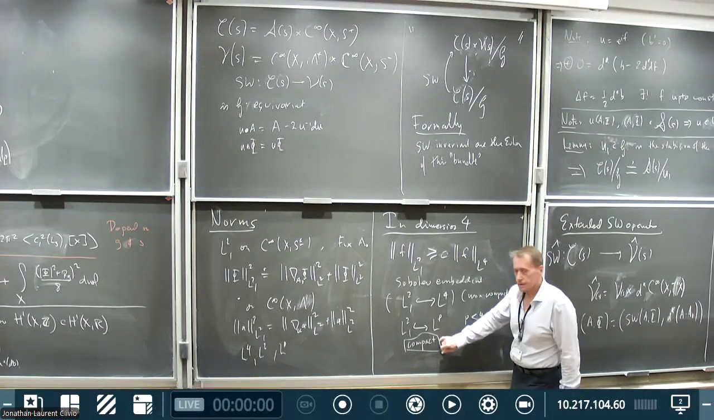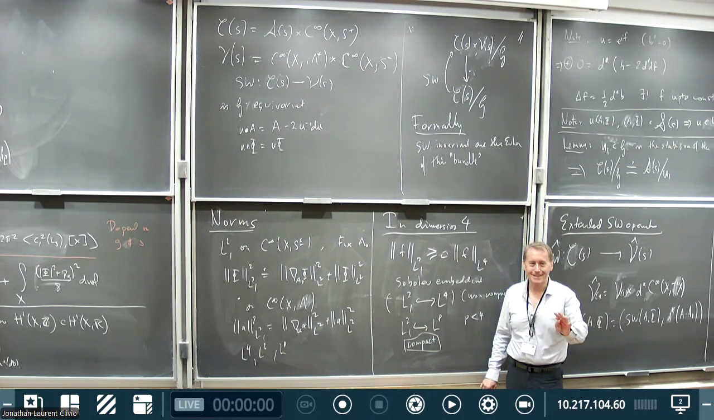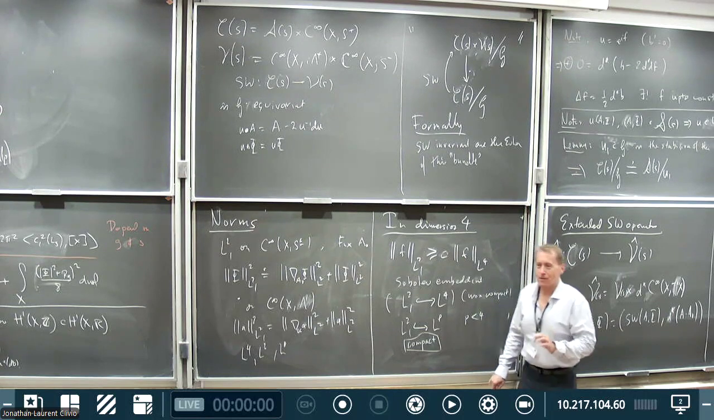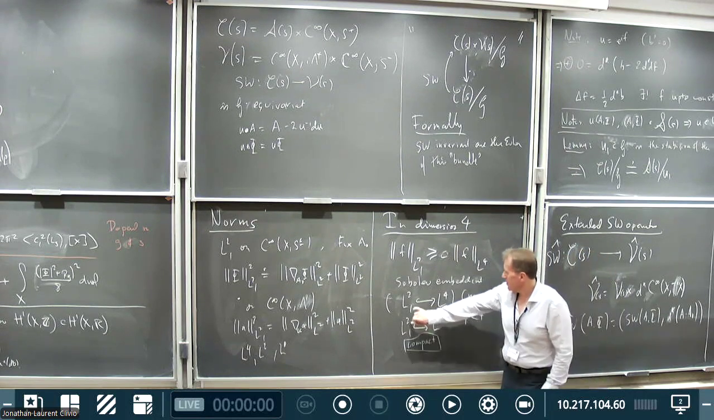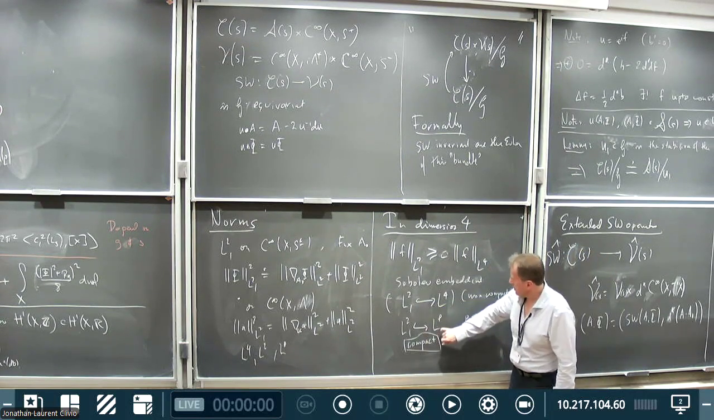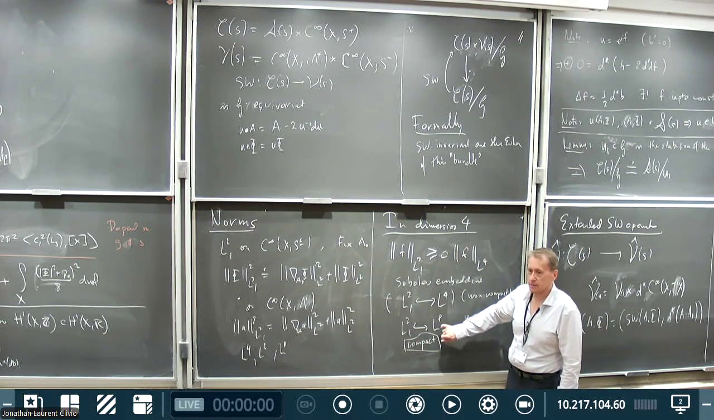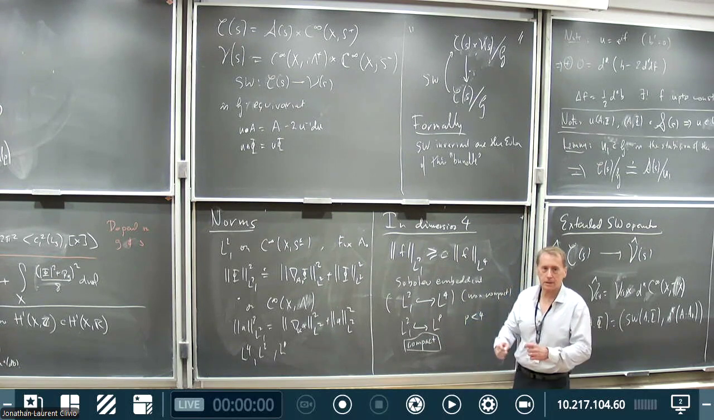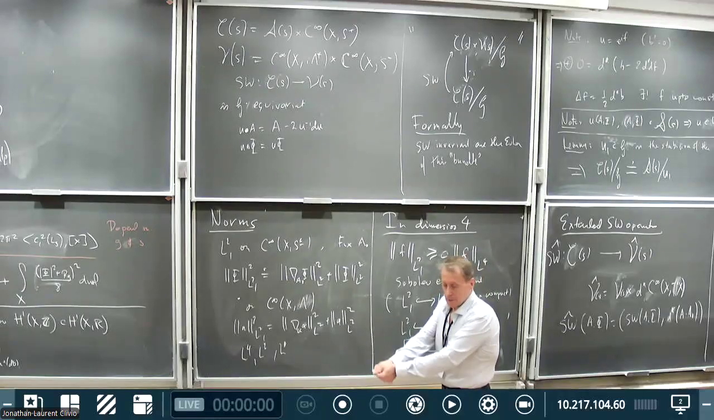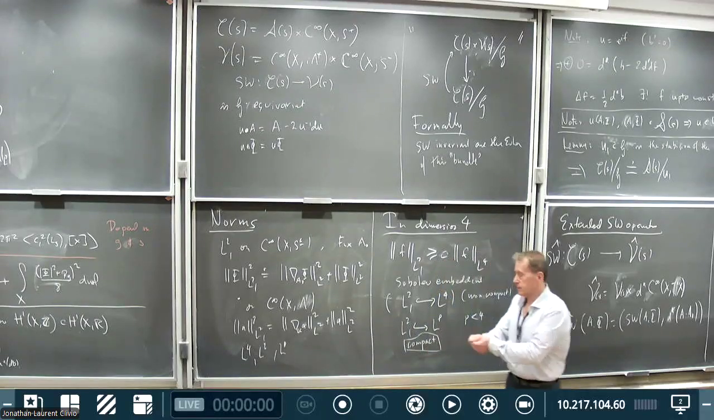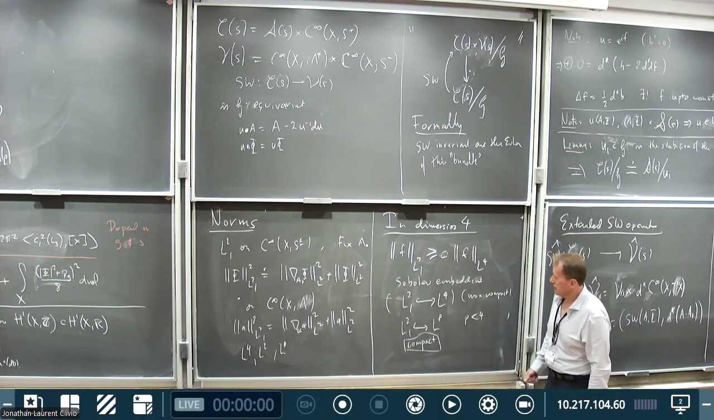Remember, how many people remember what a compact operator is? Okay, for those of you who don't remember, I will tell you. A compact operator is an operator that takes bounded sequences to sequences that have strongly convergent subsequences. So it takes the unit ball in your Hilbert space to a pre-compact set. The closure of the image of the unit ball is compact.